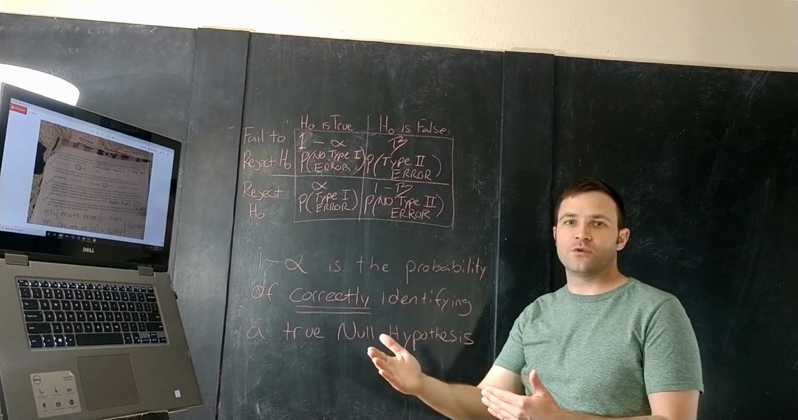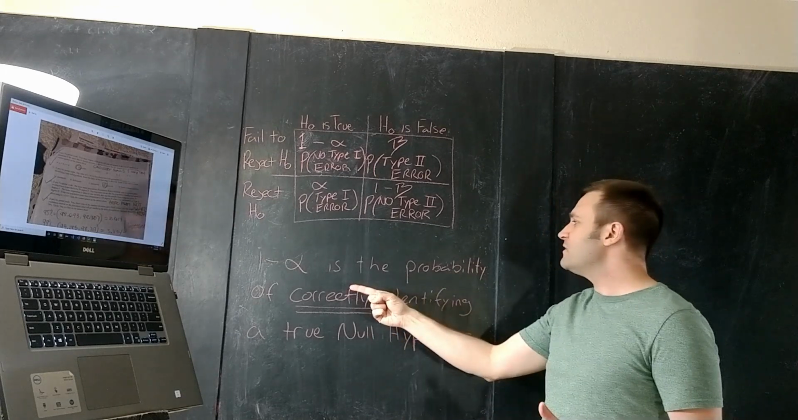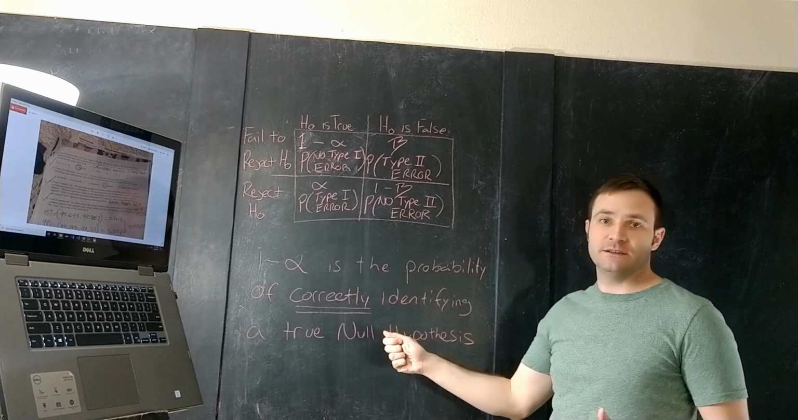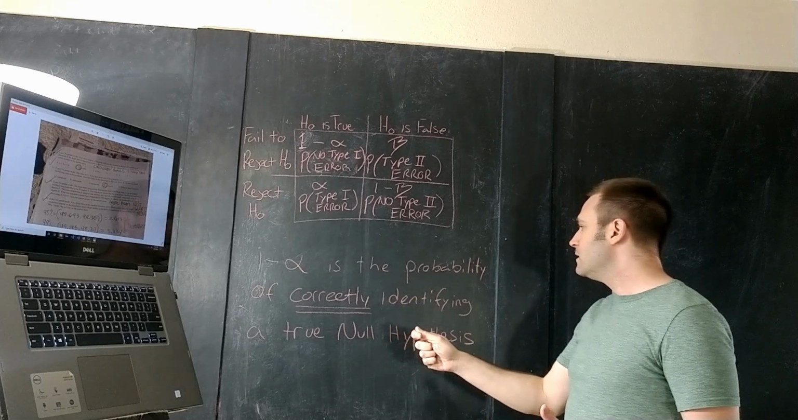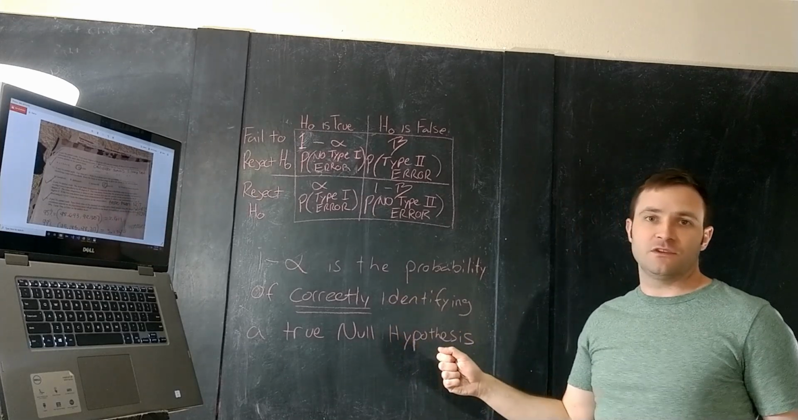So, what's the right answer according to the question? Well, 1 minus alpha is the probability of correctly identifying a true null hypothesis.